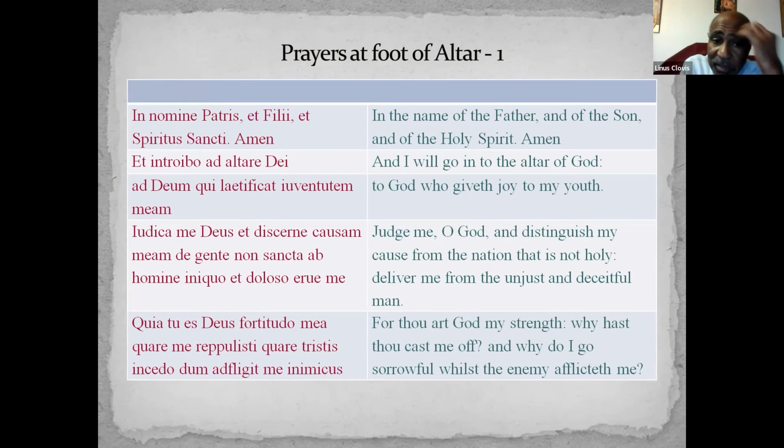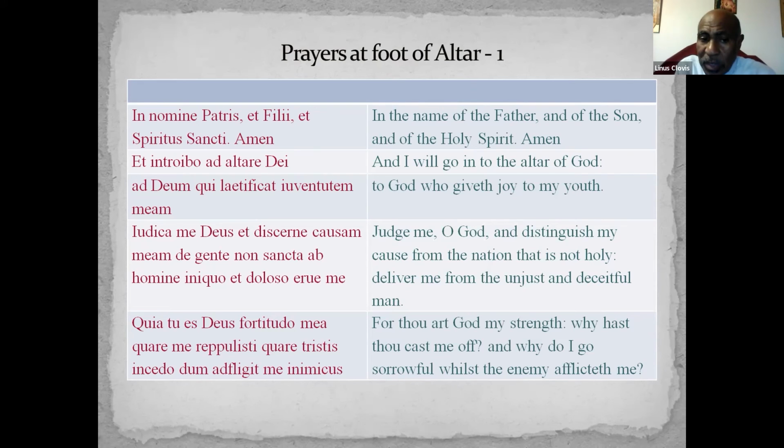Distinguish, discern, my cause. De, from, gente. Gente is what? Gens, gentis, the declension. It's ablative. De tells me it takes an ablative form, so it must be an E, not an I. Non sancta, not holy, from a people that's not holy, from a nation, a people, a family, and so on. So, who are not holy. Ab, from a man, homine, iniquo, an iniquitous man, an unjust man, a deceitful man, all of these. So homine is ablative, iniquo must be ablative, et doloso is also ablative because it's iniquo et doloso, both together, and those two are describing the man in the ablative.